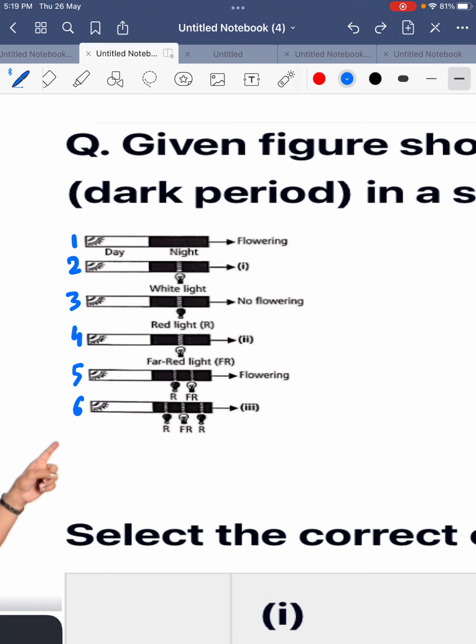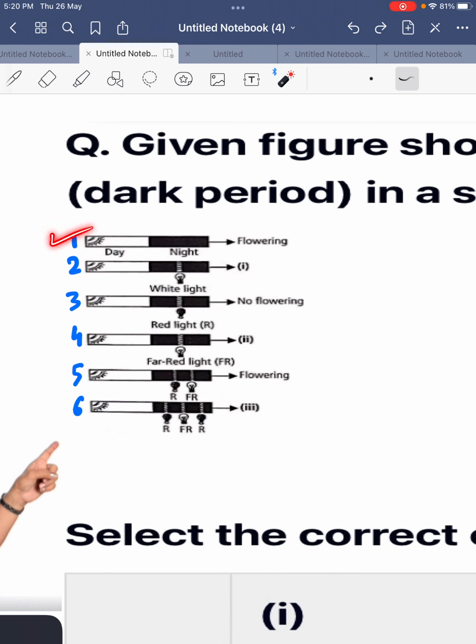The plant is a short day plant. In its scotoperiod, which is called the dark period, a flash of light is being exposed to the plant and the results are being asked. Some of the results are given here, but some are asked, so we have to answer those results for the particular conditions which are given here.